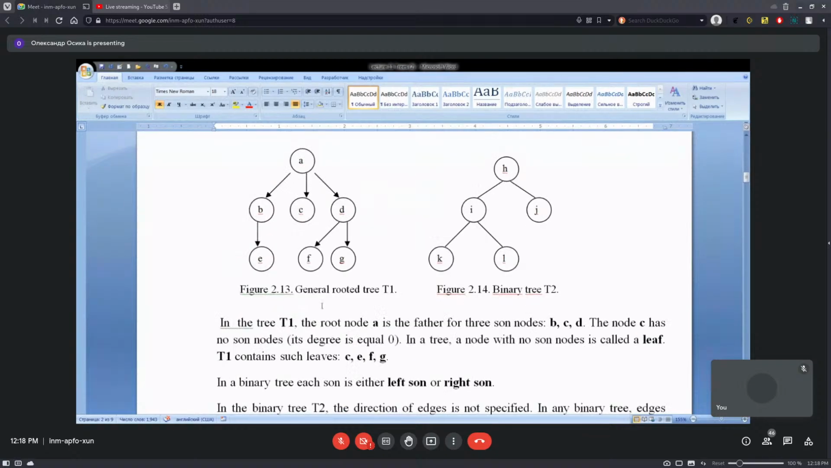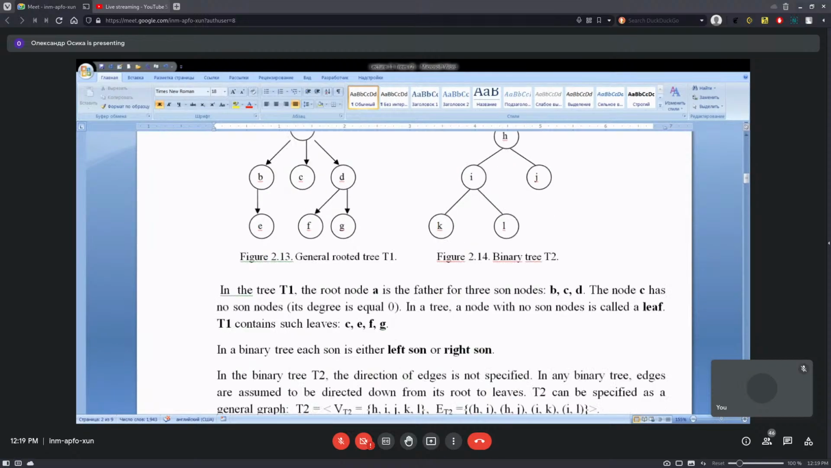So in tree T1, the root node A is the father node for sons B, C, D. The node C has no sons. Its degree is equal to 0. A node with no sons is called a leaf. And T1 contains such leaves, E or leaves. In a binary tree, each son is either left son or right son of E, left son or right son of H.